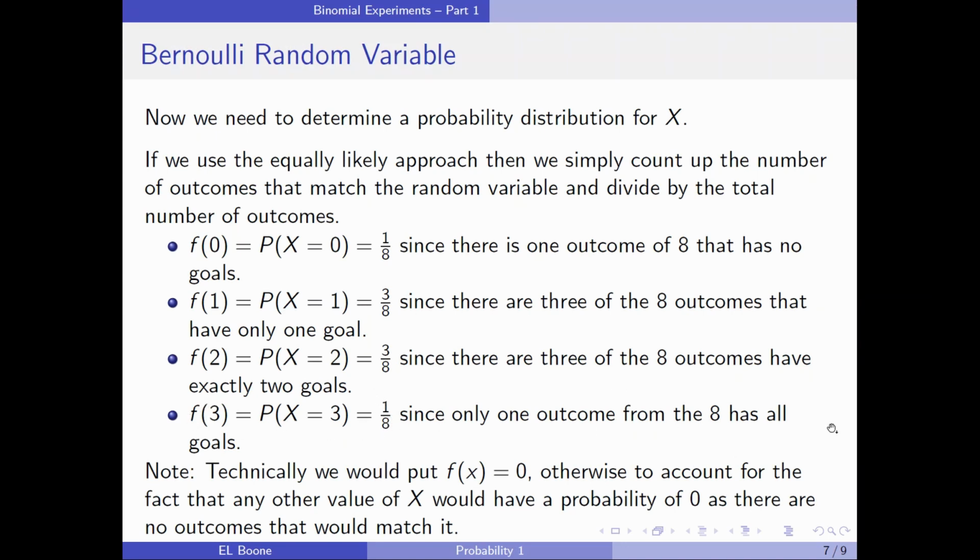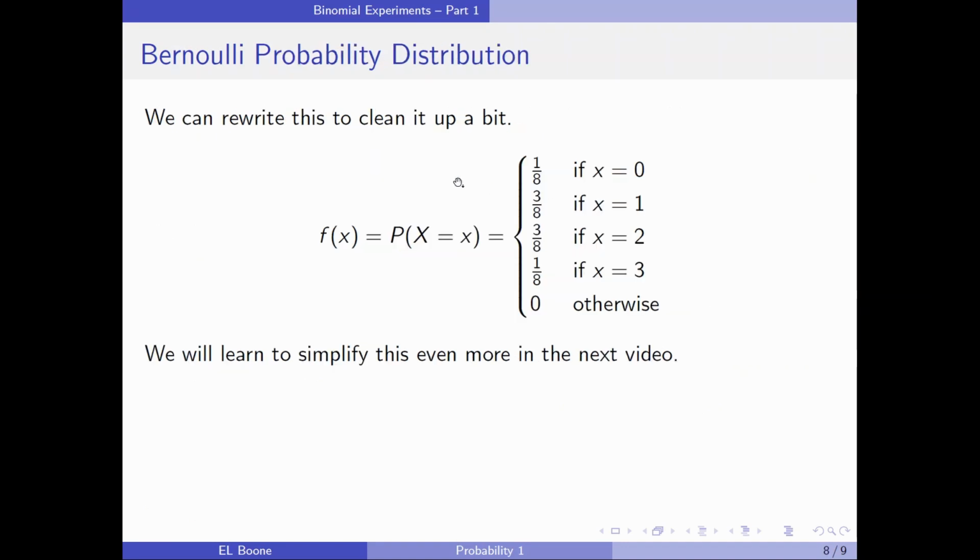Here you should technically put in f of x equals 0 otherwise, to account for the fact that any other value of x would have probability 0, because there are no outcomes that would match it. But we're going to be loosey-goosey with it for a little bit, and as we move along, we'll become more and more formal with it. All right, so if we clean this up, here's what we end up with. f of x equals the probability that X equals x. So we have 1/8 if x equals 0, 3/8 if x equals 1, 3/8 if x equals 2, 1/8 if x equals 3, and 0 otherwise.